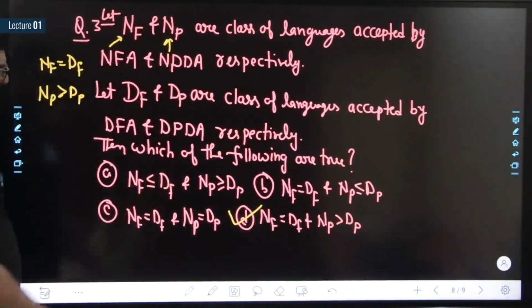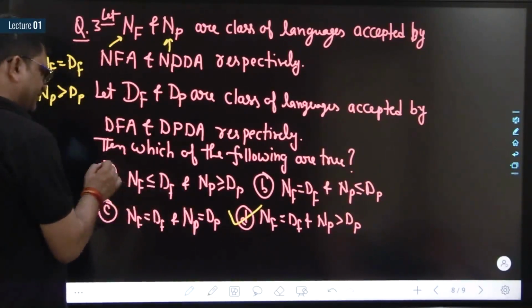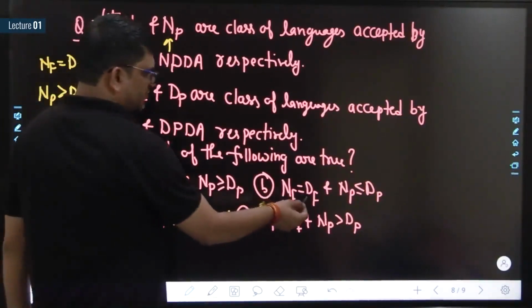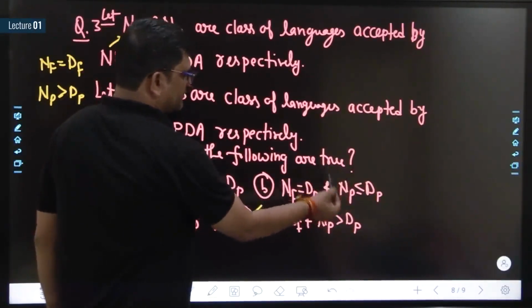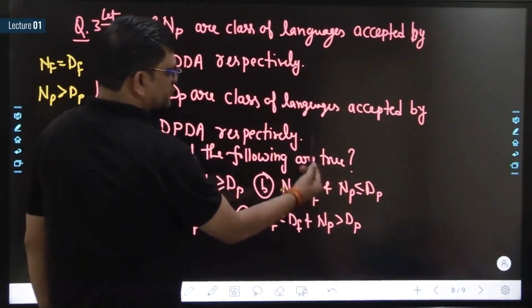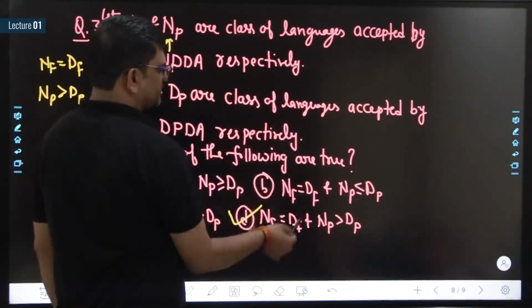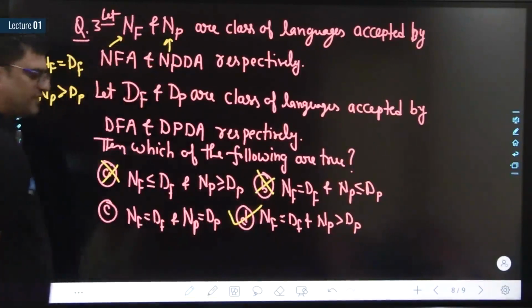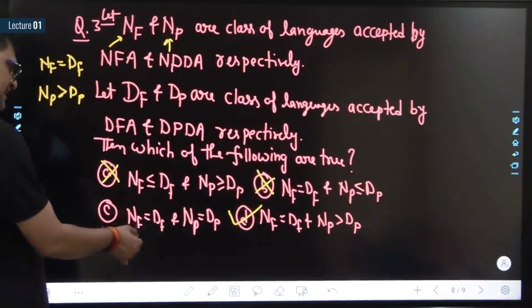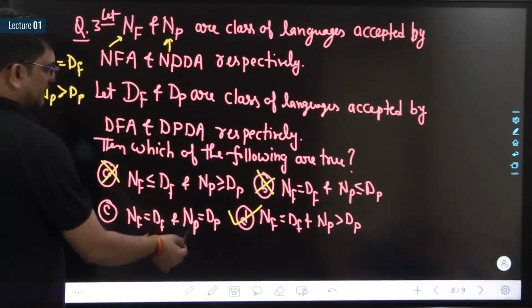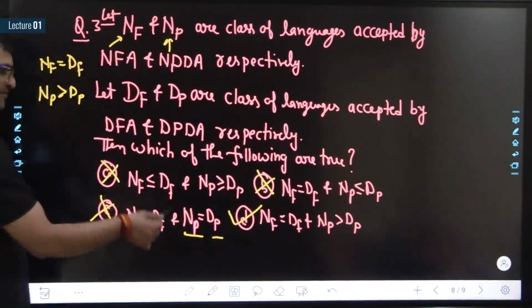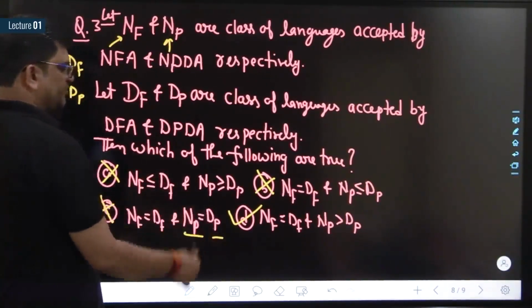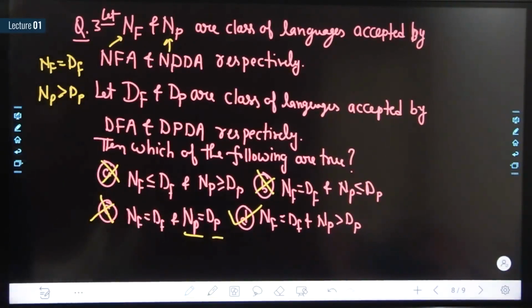The other options are false. NF is less than or equal to DF: NF equal to DF, yes. But NP less than DP: no. The power of non-deterministic push-down automata is greater than deterministic push-down automata. That's why this is false. NF equal to DF is true, but NP equal to DP is not true, because non-deterministic push-down automata are not equal to deterministic push-down automata.